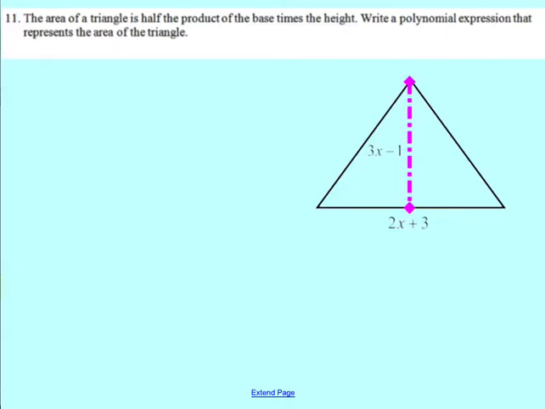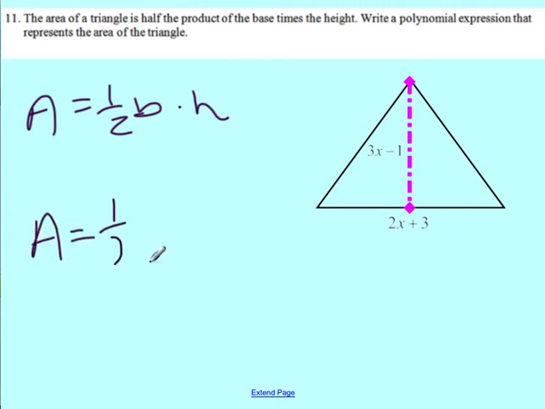Let's do the word problem together though. So the area of a triangle is 1/2 the product of its base times height. So area is equal to 1/2 base times height. So it's wanting us to write a polynomial expression that represents the area of a triangle. So you have the area is equal to 1/2 times the base times the height.